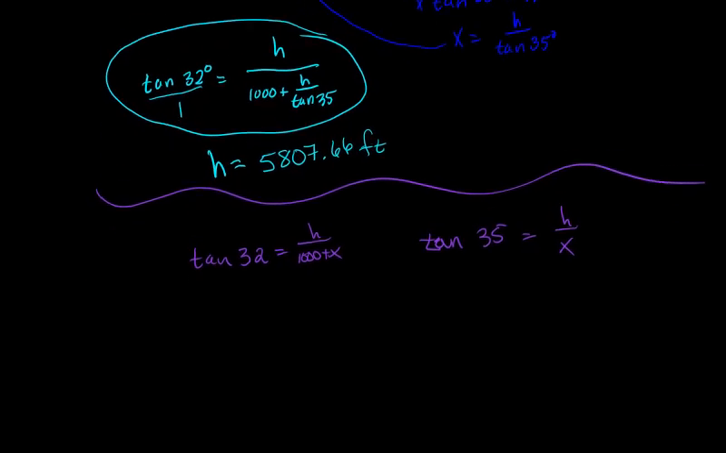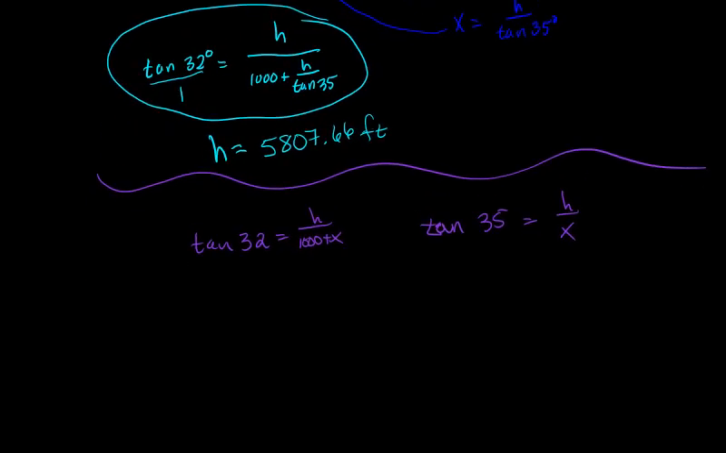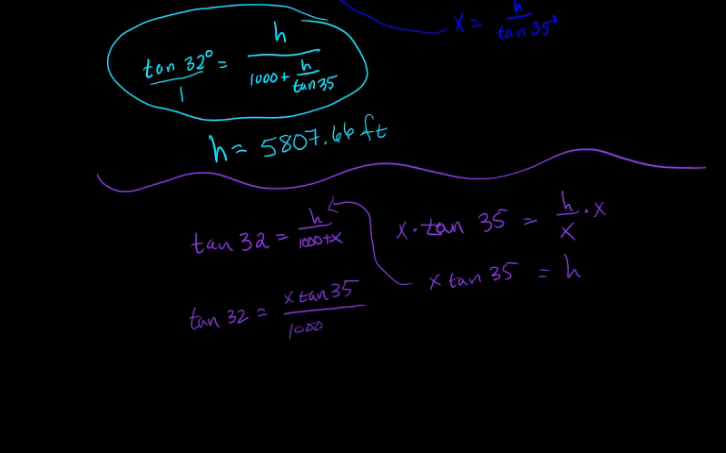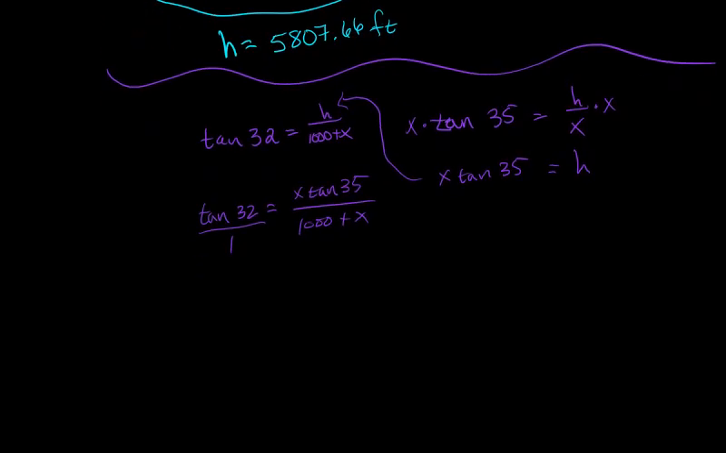So if I'm solving this without a calculator, I'm actually solving for h. So I'm going to multiply by x, and that's what h would equal, x times tangent of 35, and then that's what I'll substitute in up here. Tangent of 32 equals x times tangent of 35 over 1,000 plus x. And then that way you can think of this as a proportion, and you can cross multiply. So you would have x times the tangent of 35 equals 1,000 times the tangent of 32 plus x times the tangent of 32. You're going to have to distribute that.